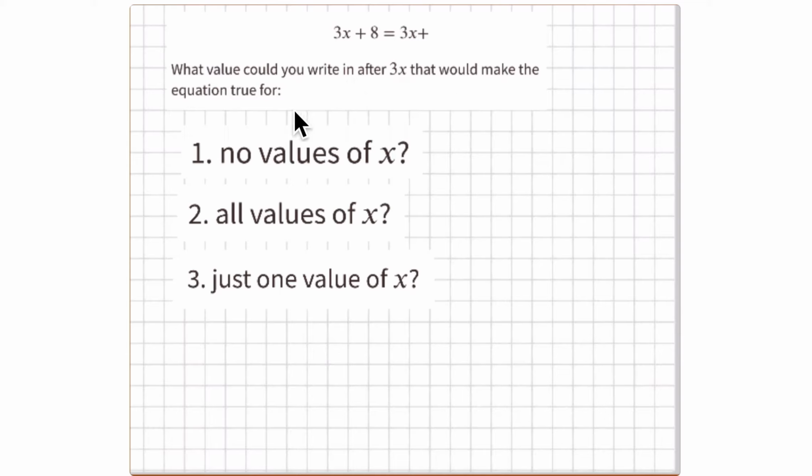So it says, what value could you write in after 3x that would make the equation true for? So what value do you write right here that makes this equation up above true for no values of x, all values of x, or just one value of x?